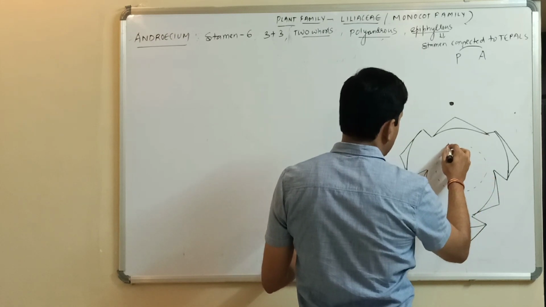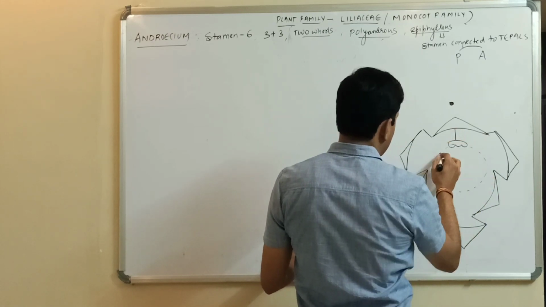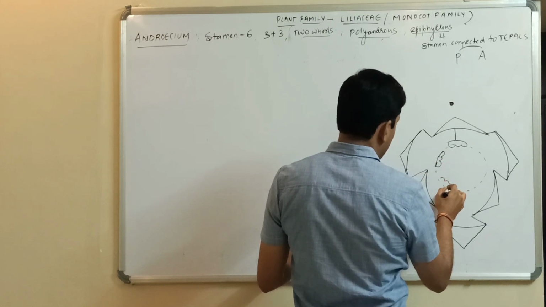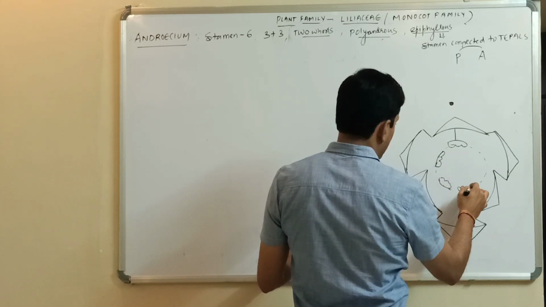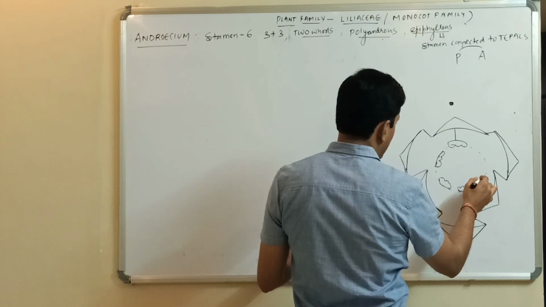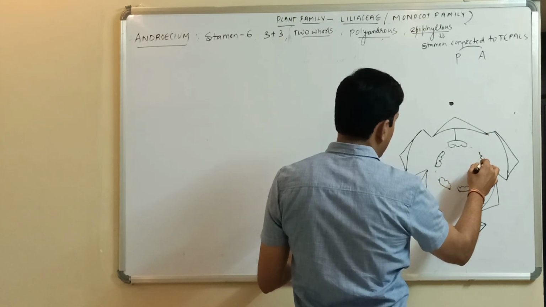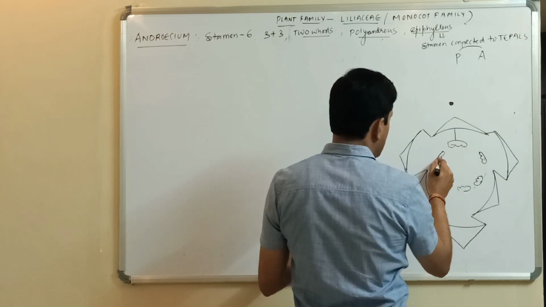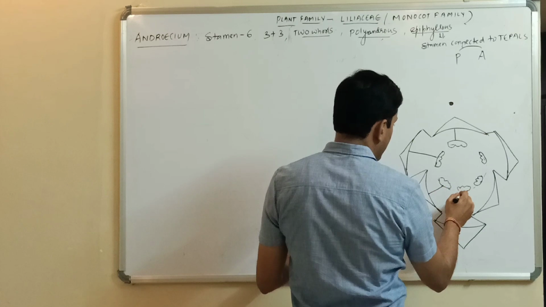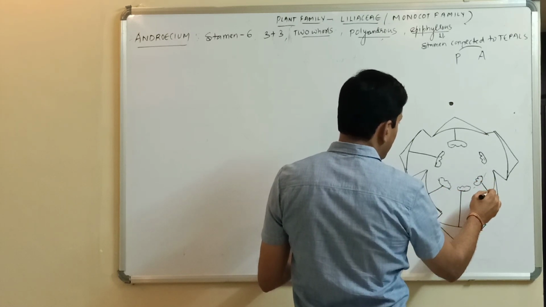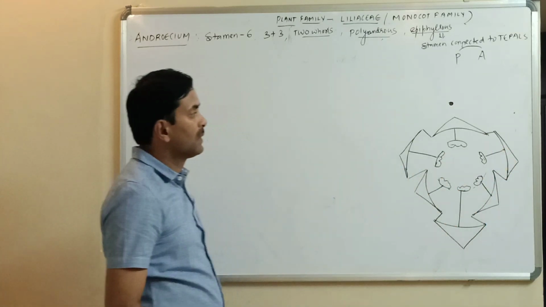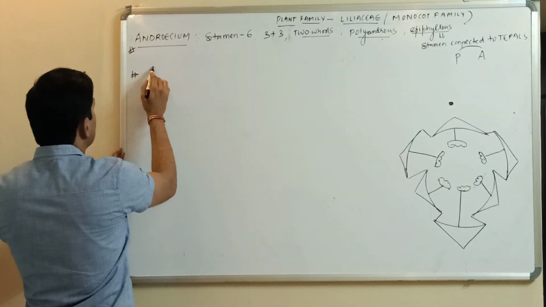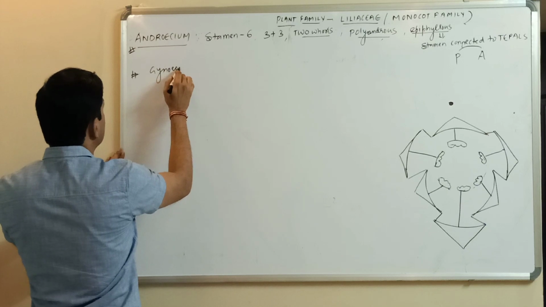See here, 1, 2, 3, 4, 5 and this 6. Fine. So next 6 stamens, and they are connected with the tepals. Okay, now after androecium, the next comes gynoecium.